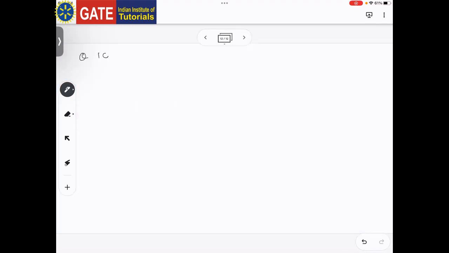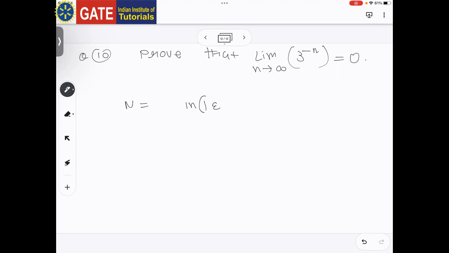Next question. Question number 10. Prove that limit n tends to infinity of 3 raised to the power minus n is equal to 0. In this case, N is equal to the greatest integer of ln 1 by epsilon by ln 3. Yeah. So you will get n to be ln 1 by epsilon by ln 3. Okay.